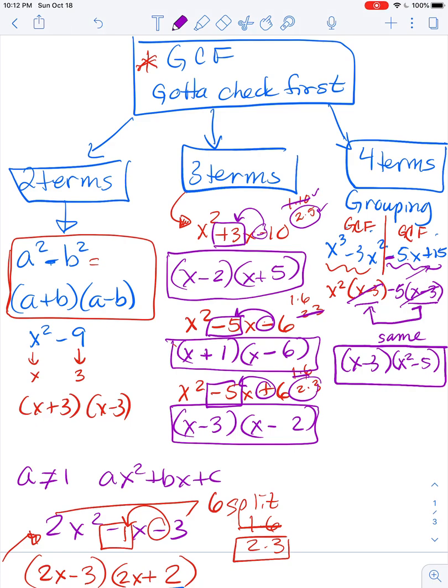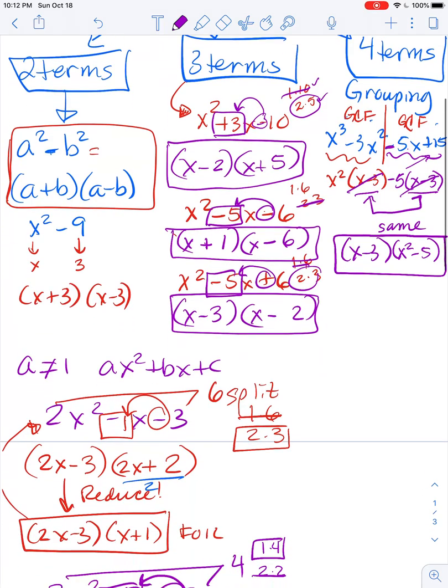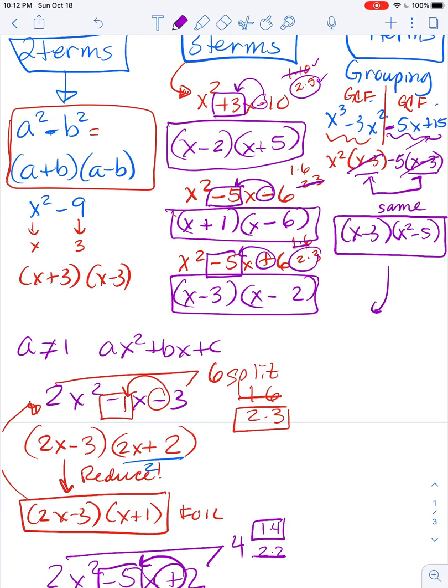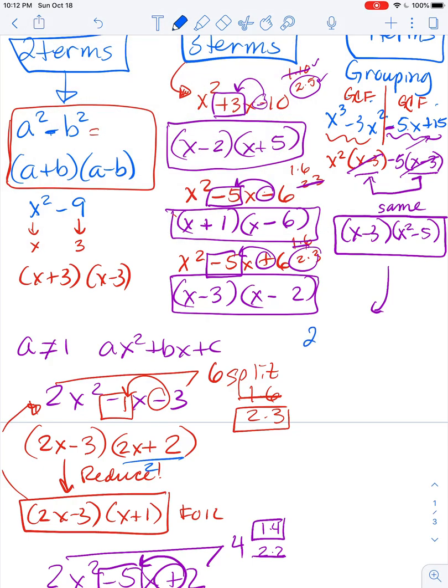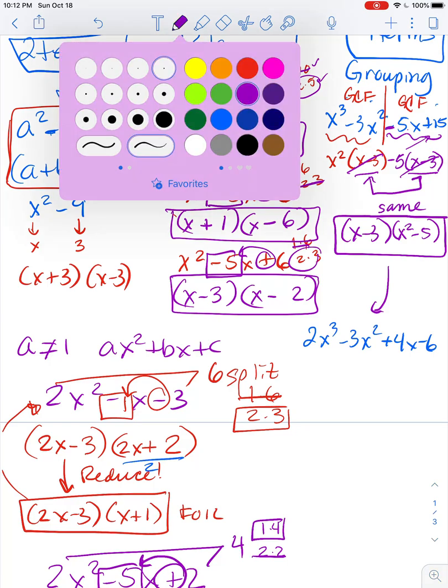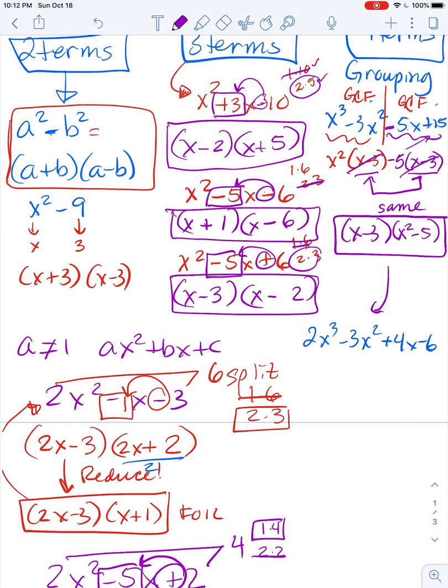So I don't expect you to just be like, oh yeah, I totally remember all of these things, but you want to be able to kind of hopefully practice a couple in order to do that. I'm going to do one more of these as well. If I had 2x cubed minus 3x squared plus 4x minus 6, I would notice that it's grouping because there's 4 terms. And if it doesn't work to group it, then it's not going to factor, but I'm going to certainly try. The only thing these have in common is an x squared.